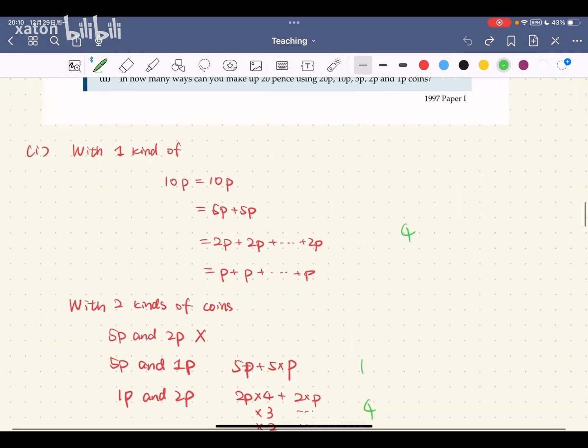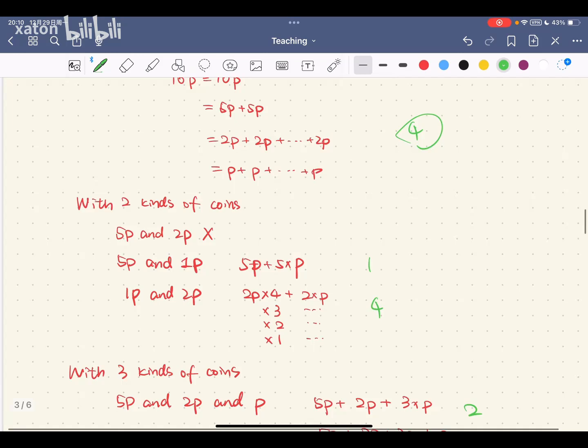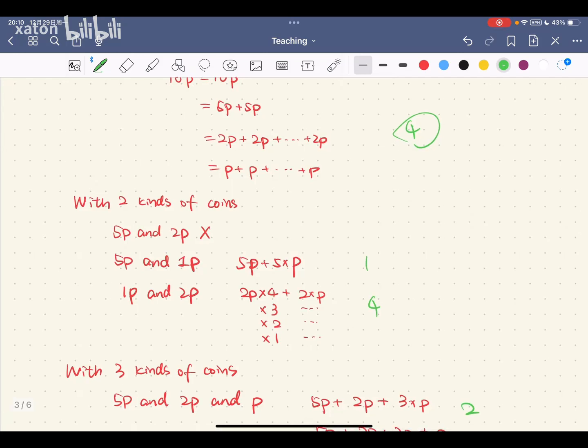The first category is with only one kind of coin. Since 10 can be divided by all of these, 10, 5, 2, and 1, there are in total 4 ways. With two kinds of coins, if it is only 5 pence and 2 pence, it is impossible, because you have to use a 5 pence and the left is 5 pence, but 5 cannot be divided by 2, so it's impossible. With 5 pence and 1 penny, the only way is 5 plus 5 times 1, only one way.